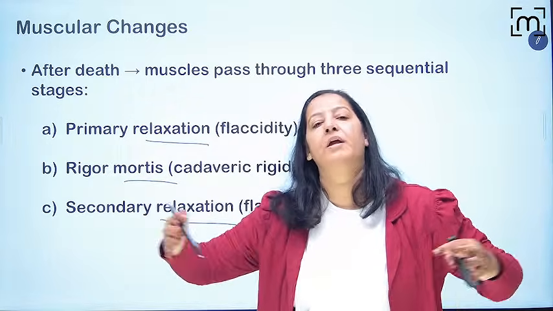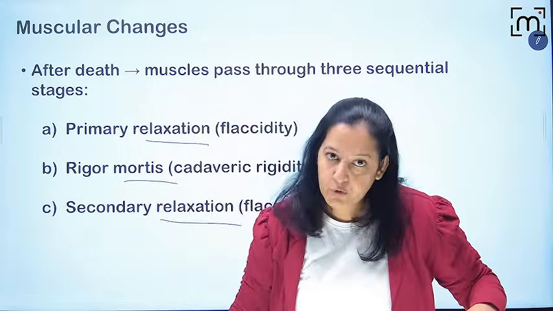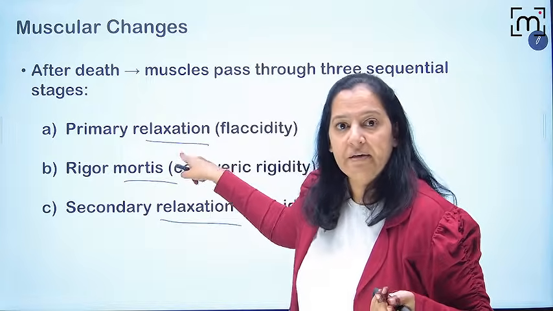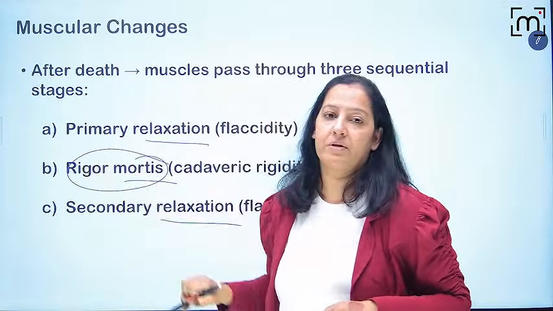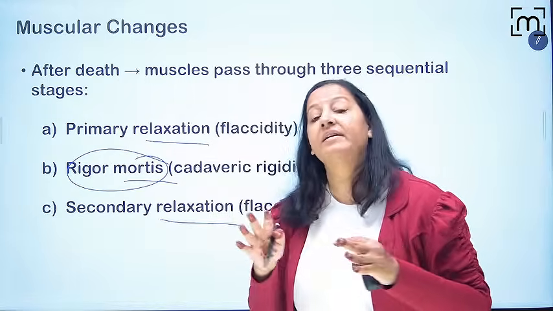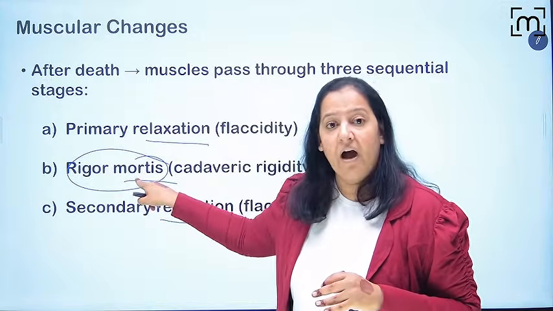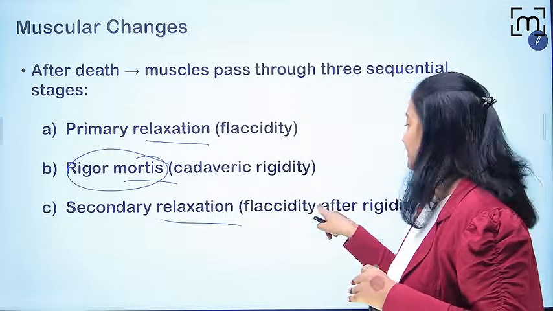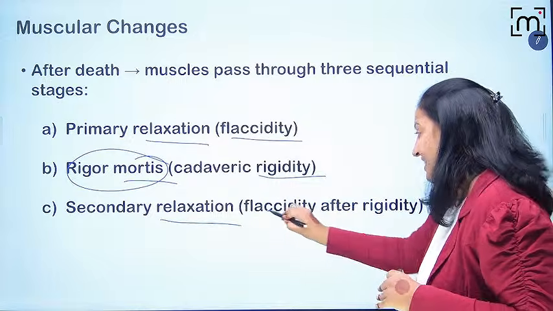So imagine a person is dead. As soon as the person is dead, the complete body relaxes. All the muscles relax, from head to toe, each and every muscle. After a few hours, 1 to 2 hours, they start contracting, not simultaneously, but one by one, in a sequence. I will tell you the sequence of the rigor mortis. Both involuntary and voluntary muscles contract. First involuntary contract, then voluntary contract. I will tell you a particular sequence; you have to learn that sequence. They contract, and again after 24 to 36 hours, they relax. That is secondary relaxation, known as flaccidity after rigidity. First flaccidity, then rigidity, then flaccidity after rigidity.